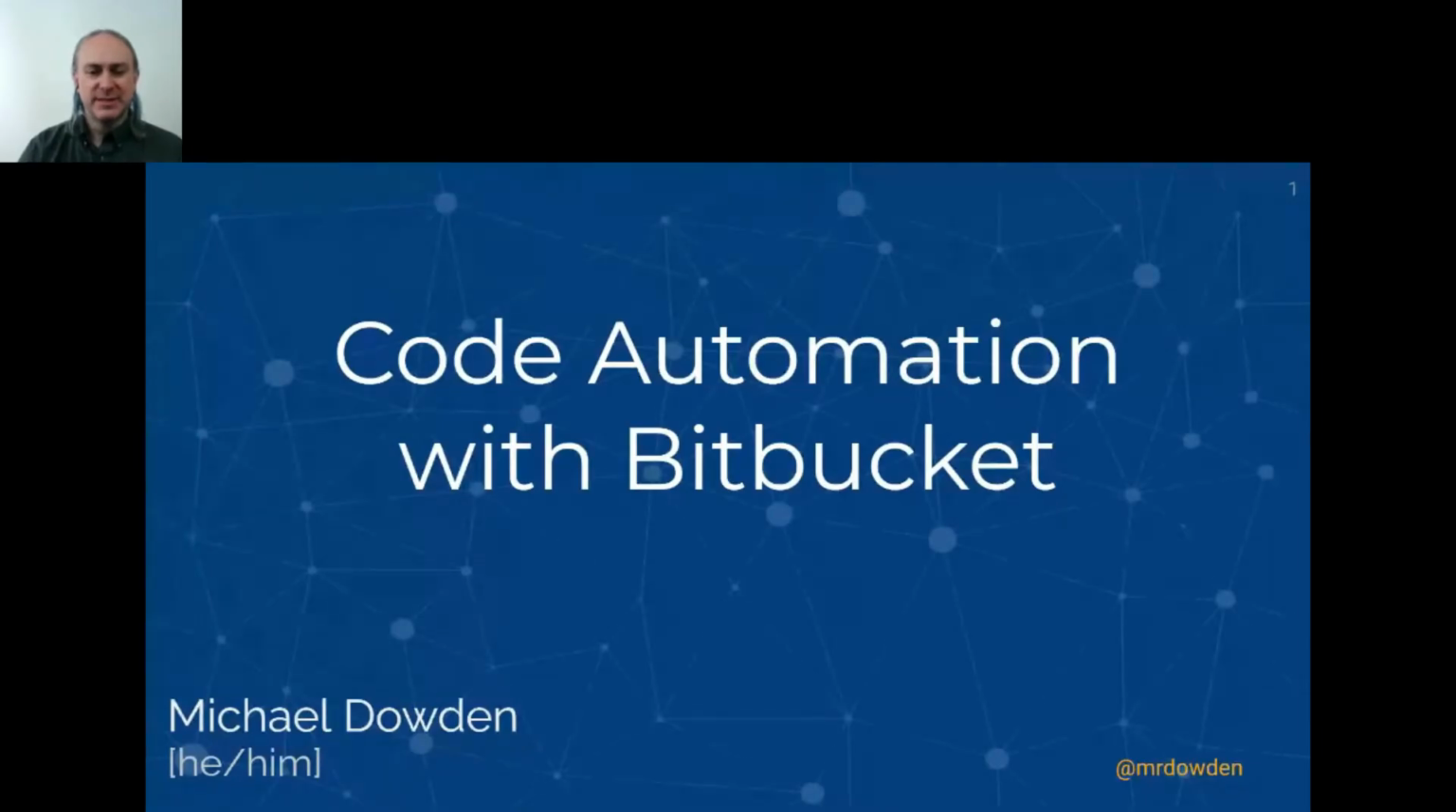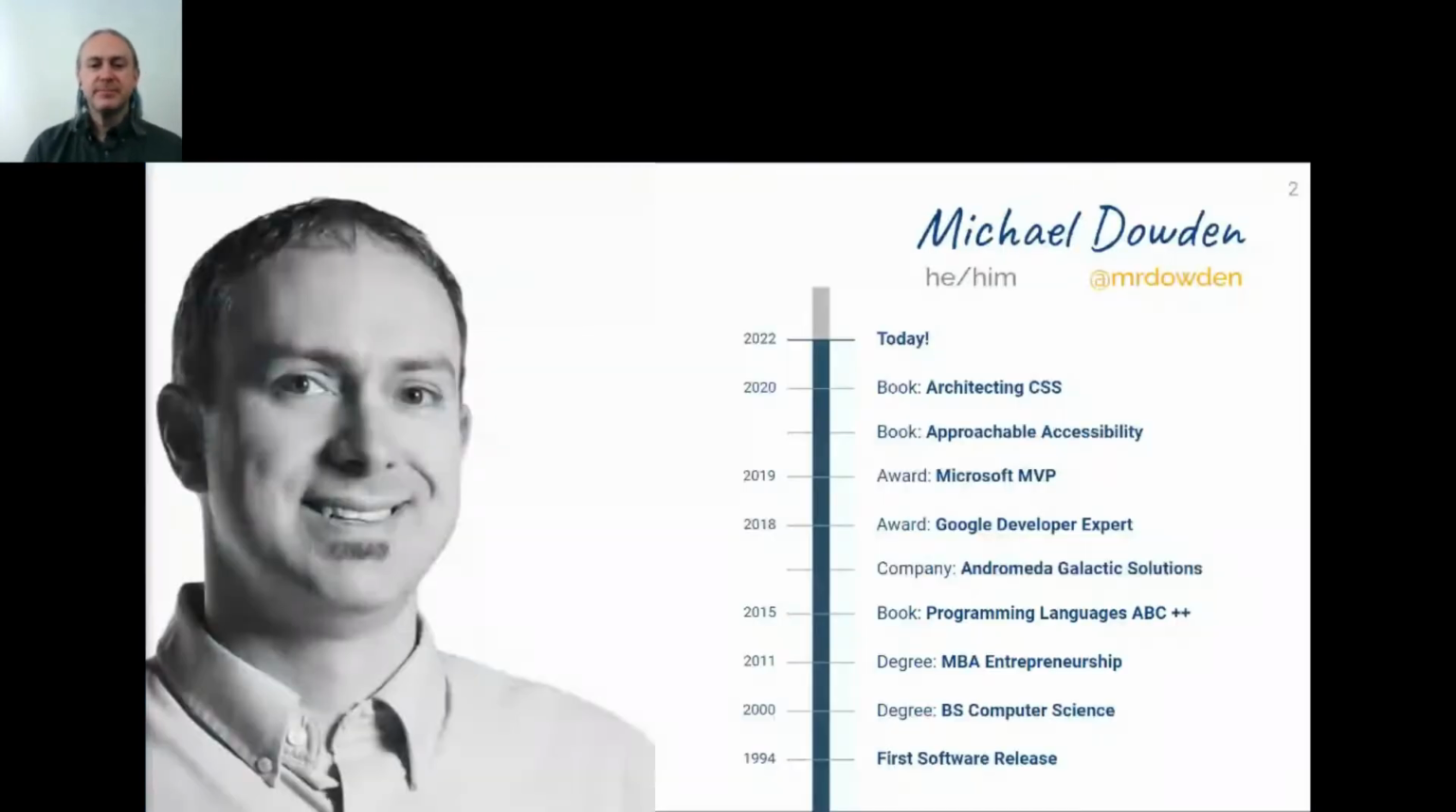Appreciate it. All right, well, thank you everybody for joining me today. We're going to talk about code automation CI/CD with Bitbucket and Bitbucket pipelines. So I'm really looking forward to sharing this with you. Again, my name is Michael Dowden. I operate Andromeda Galactic Solutions, which is a software product development agency here in the United States. I've been making software for about 30 years, and this talk comes from my experience in setting up automation for some of our current projects.